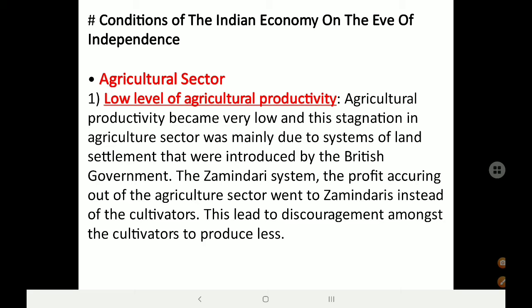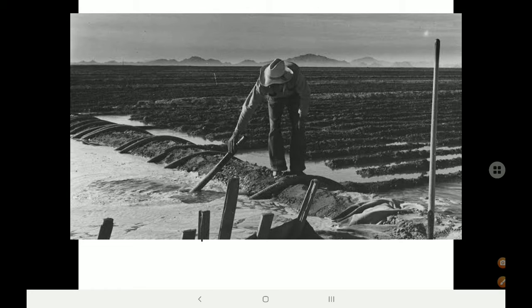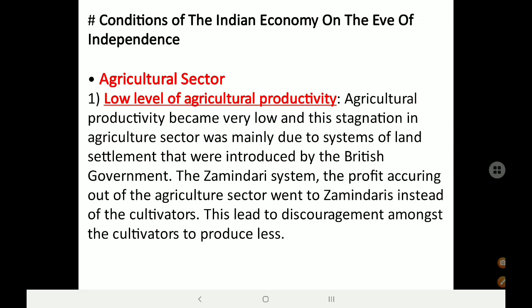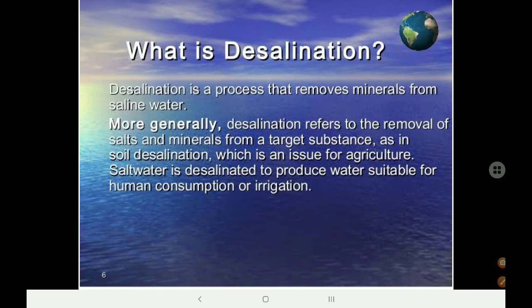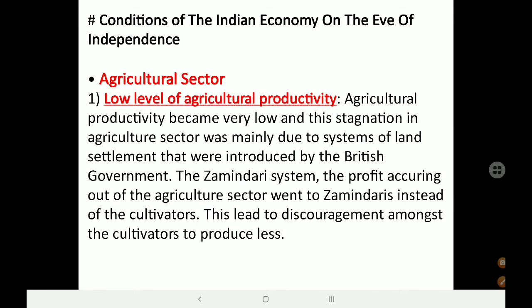Low level of agricultural productivity. It is because of low level of technology, lack of irrigation facilities, and negligible use of fertilizers. India's agriculture was starved of investment in terracing, flood control, drainage, and desalination of soil.